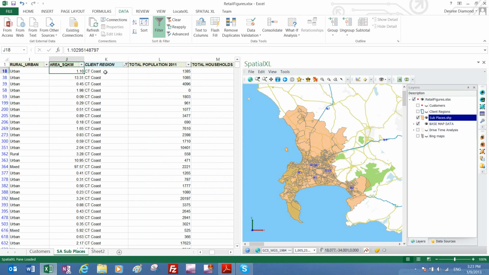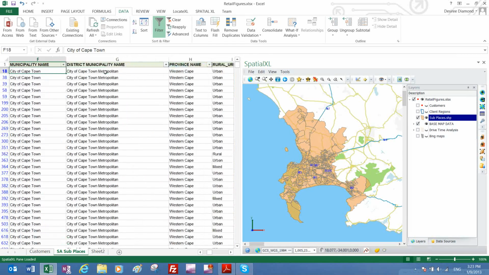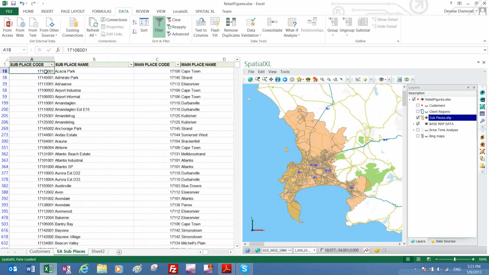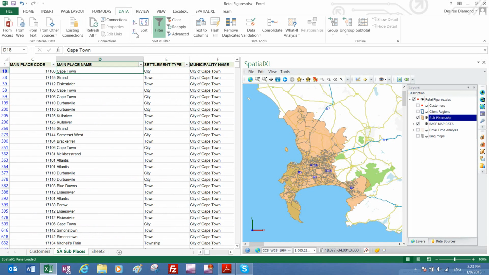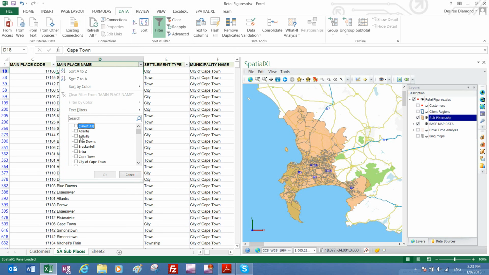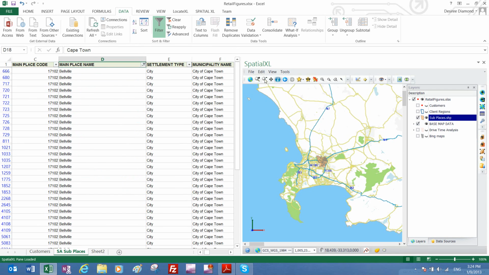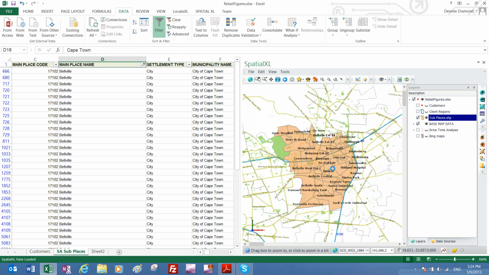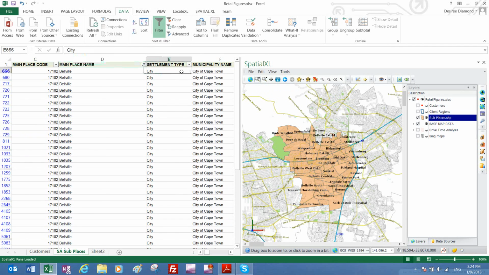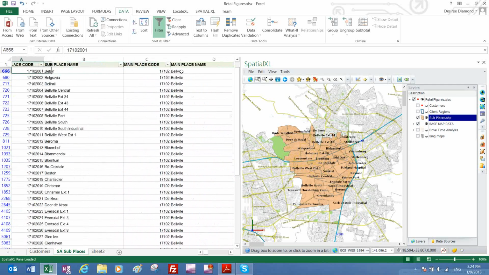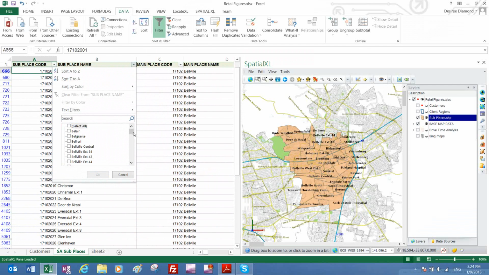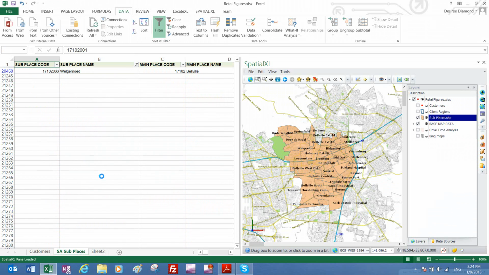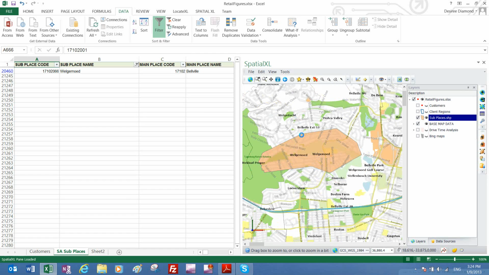And I can also apply a further filter down to micro level. So perhaps look at my main place as being Belleville, and that is this area over here. And now I can go right down to my subplace level, to Welgemoot, and that is this single area over here.